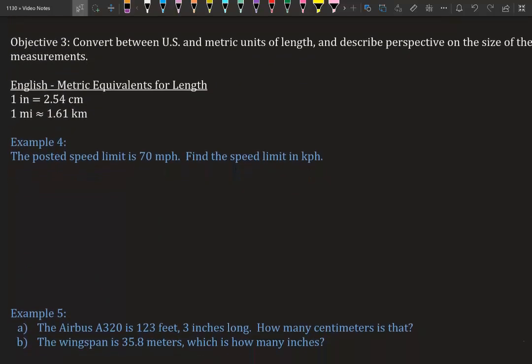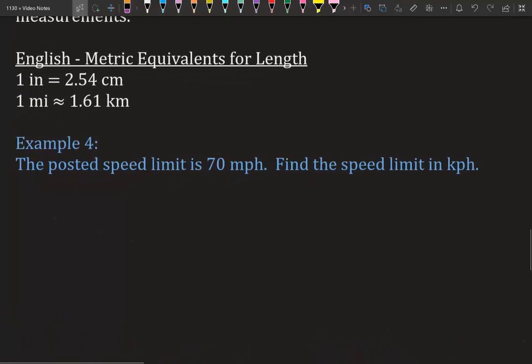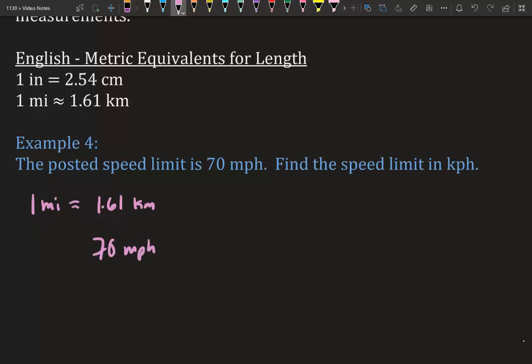Let's convert metric and English. So 1 inch is 2.54 centimeters. 1 mile is about 1.61 kilometers. So the posted speed limit is 70 miles per hour. Let's find the speed limit in kilometers per hour. So we know 1 mile is about 1.61 kilometers. So we have 70 miles per hour. Since we're going smaller, we're going to multiply by 1.61 and we get 112.7 kilometers per hour.